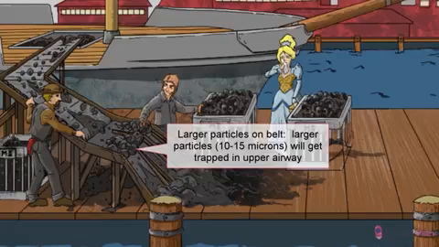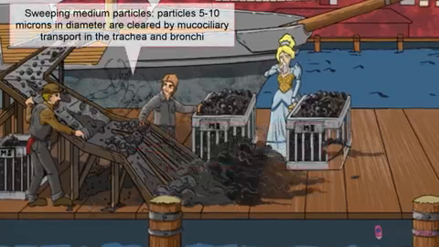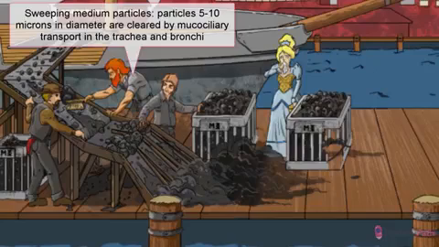Your lungs don't even see it. Particles that are 5 to 10 microns will most likely not reach the distal airways and are cleared by mucociliary transport in the trachea and bronchi. Just sweep it out. The particles you need to worry about are about 1 to 5 microns in diameter. Take a look. These particles go down your trachea, through the bronchi, all the way past the bronchioles.